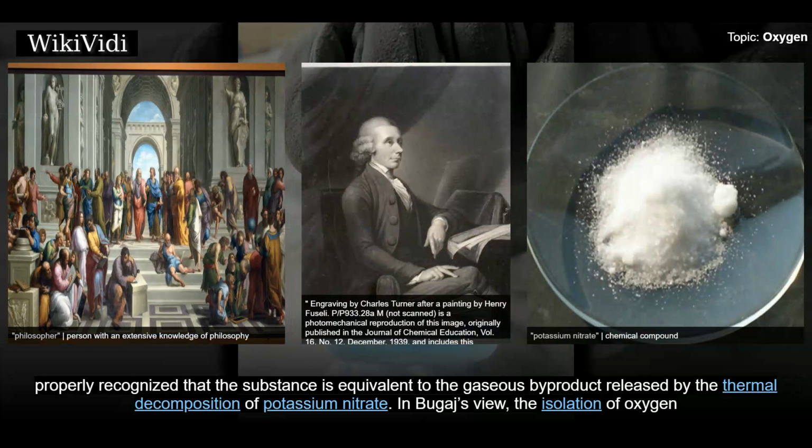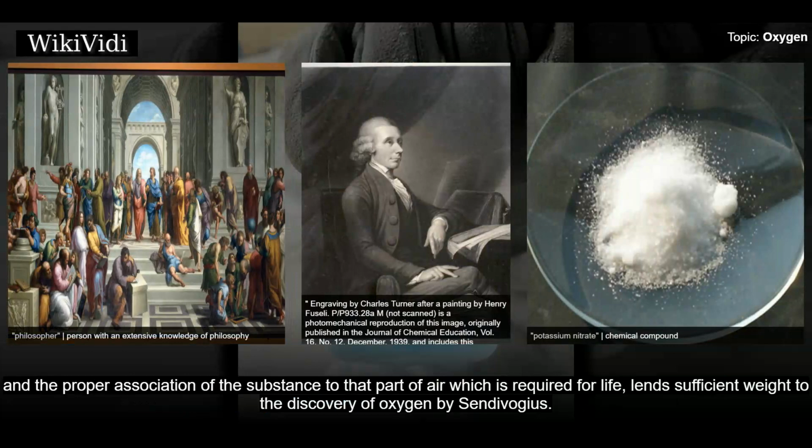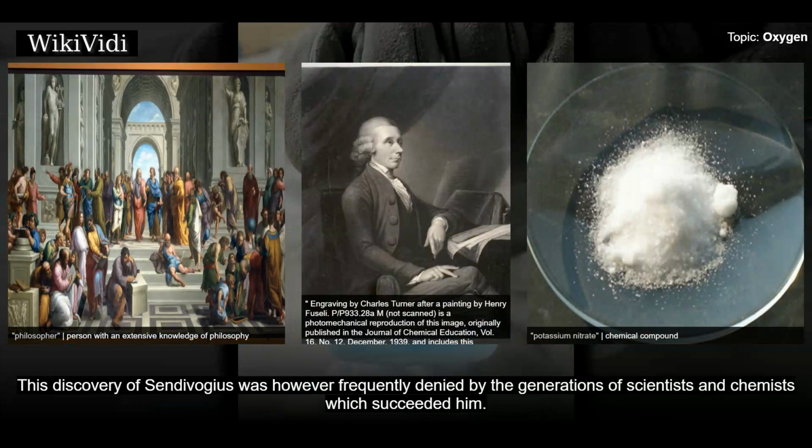In Bugaj's view, the isolation of oxygen and the proper association of the substance to that part of air which is required for life lend sufficient weight to the discovery of oxygen by Sendivogius. This discovery of Sendivogius was however frequently denied by the generations of scientists and chemists which succeeded him.